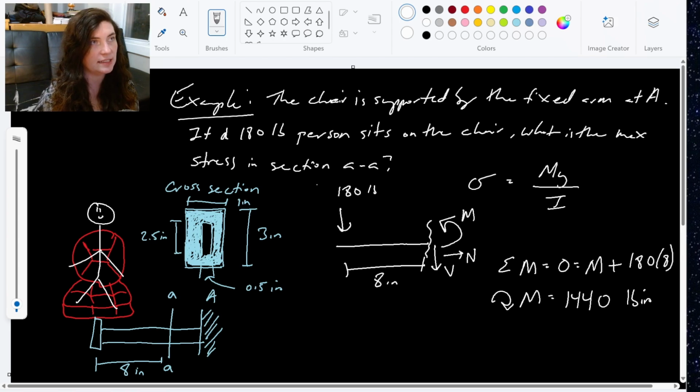Now we need to find that C value, right? And that's going to be just our distance for our max stress. It's going to be our distance from the centroid to the outermost edge. So our centroid in the middle here to the outermost edge is going to happen halfway between this. So half of 3 inches means that our y value will be 1.5 inches. Right, that takes it all the way to the outer edge from our neutral axis.